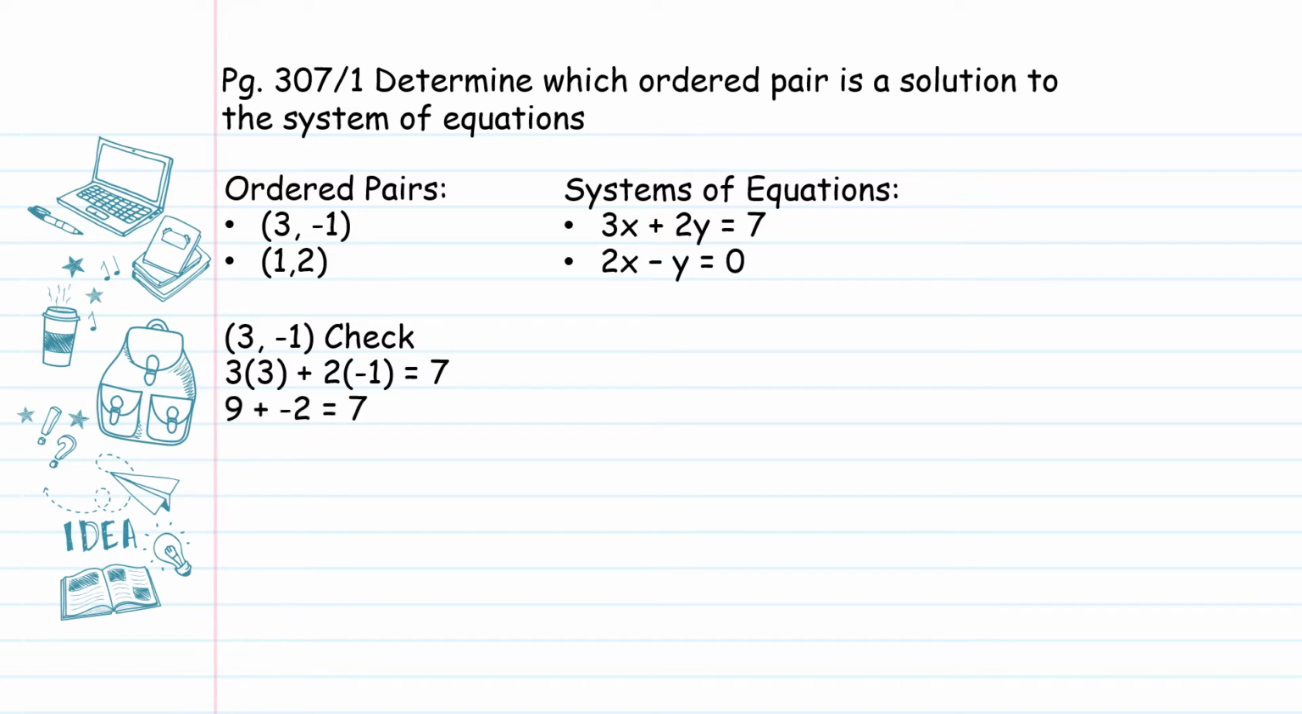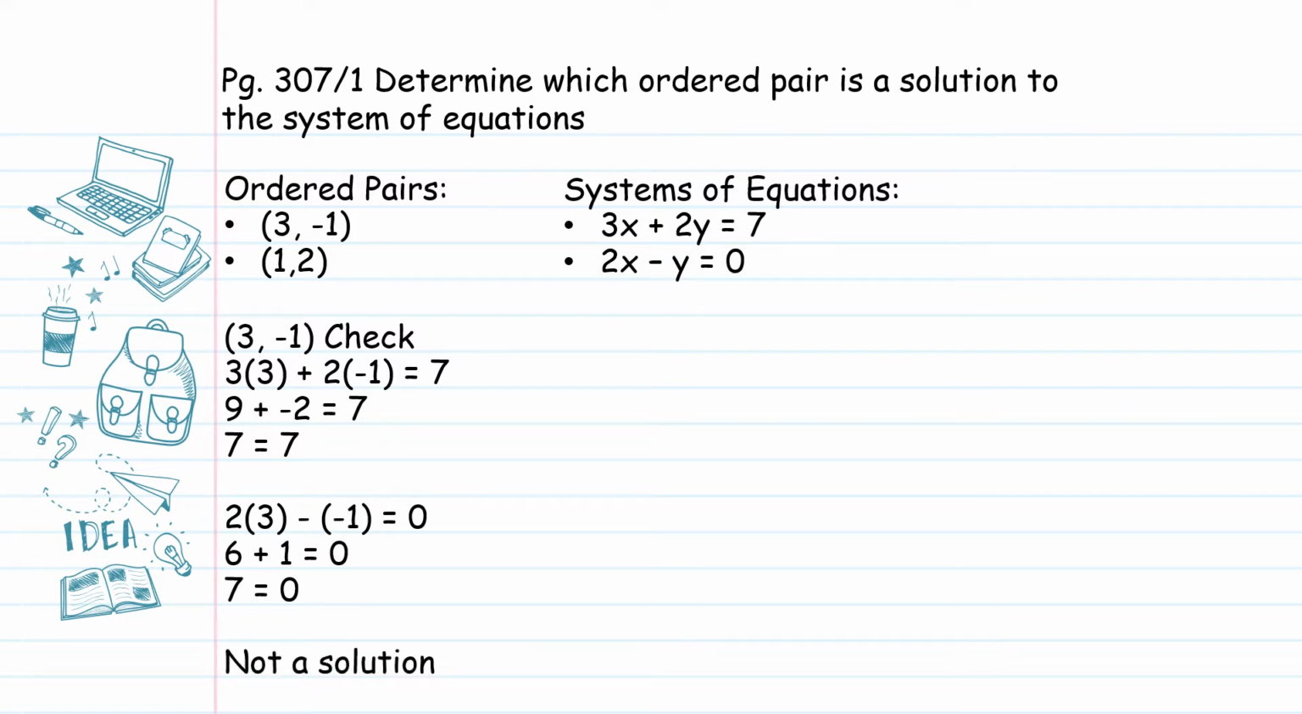Then we simplify by multiplying, right? So we do 3 times 3 equals 9, 2 times -1 is equal to -2, and we add those together, which gives us 7 is equal to 7. So that works. It works in the first equation. Let's check the second equation. So we plug in our solution, right? And this gives us 6 plus 1, or 7 is equal to 0. So that does not work. So this ordered pair is not a solution to our systems of equations.